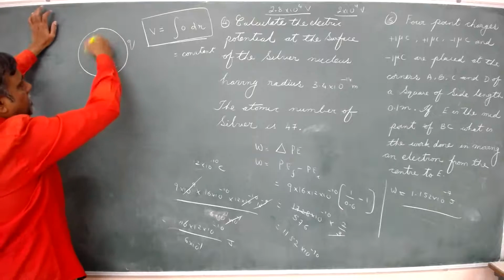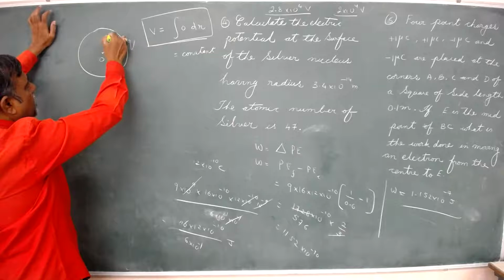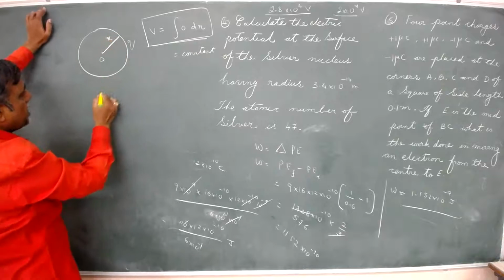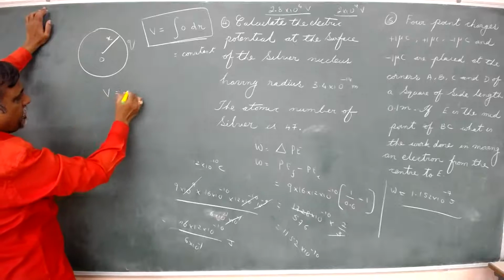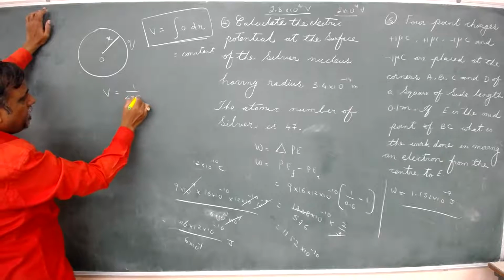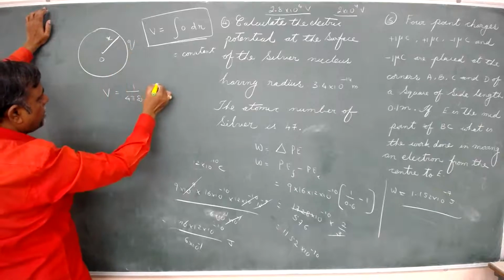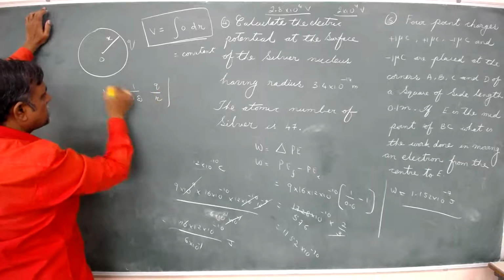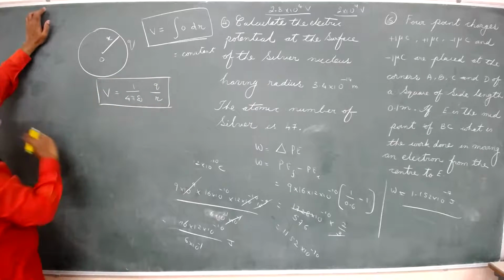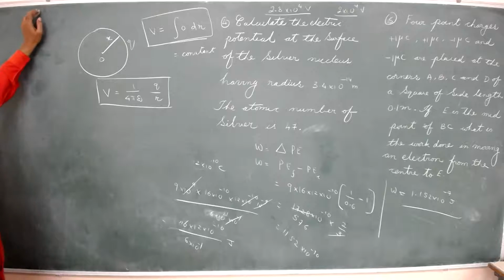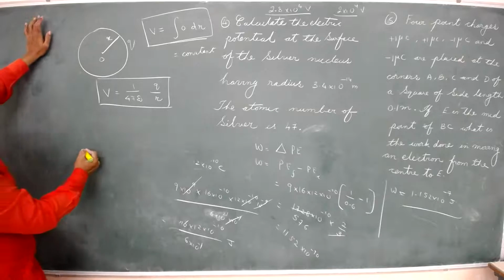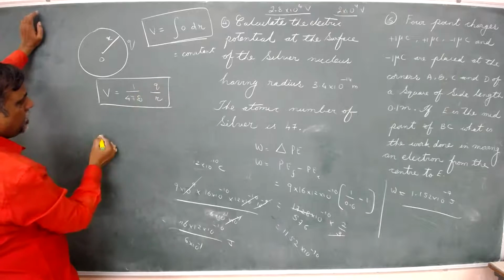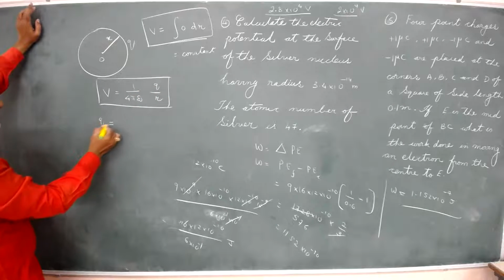Now this distance is R. So what is the potential for a sphere? For a sphere, V is equal to 1 by 4 pi epsilon naught, Q by R. This is the potential for a sphere. Right?